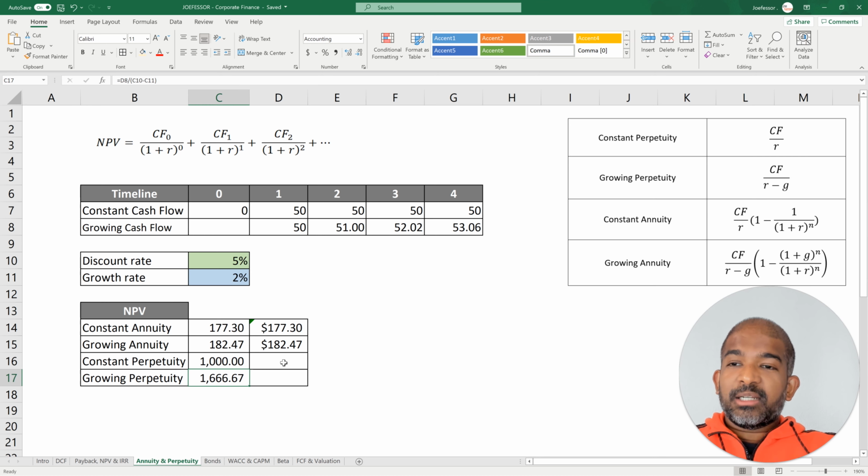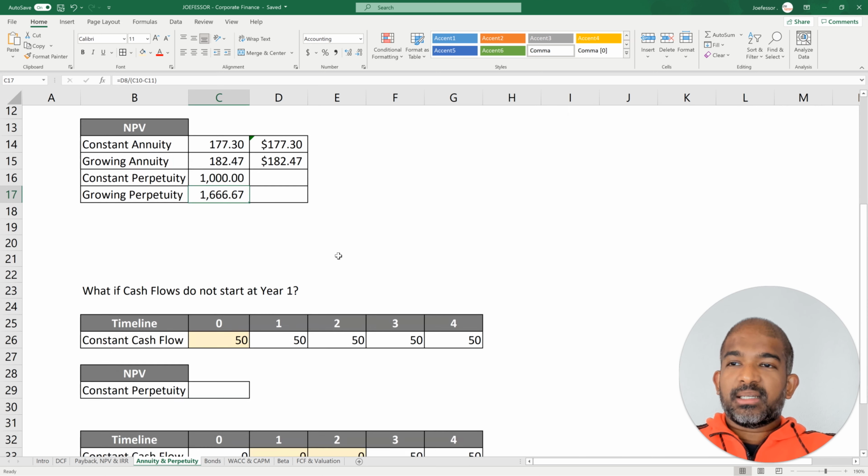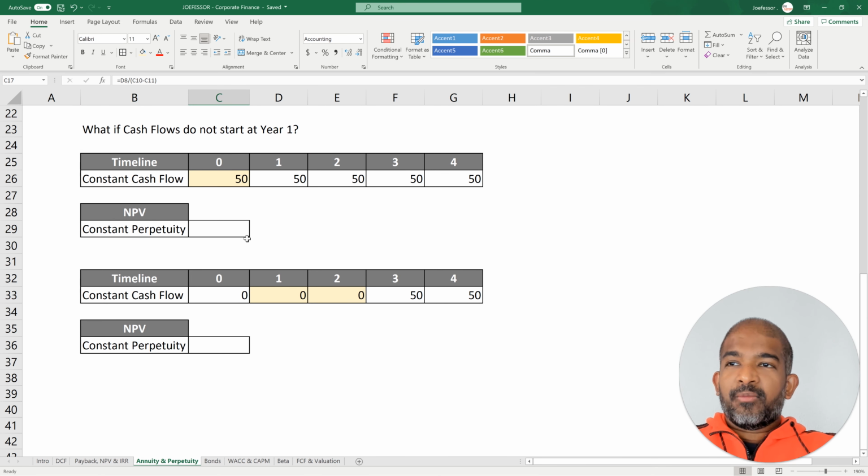Okay, now that we've seen how to calculate the net present value for annuities and perpetuities with cash flow starting at year 1, we are going to look at how we adapt this formula when cash flows start earlier or later than year 1. Okay, so for this, we're going to look at 2 examples. We're going to just look at the constant perpetuity as an example because that's the easiest one. But whatever you learn here, you can adapt it to other forms of cash flows, right? To annuities and also growing perpetuities.